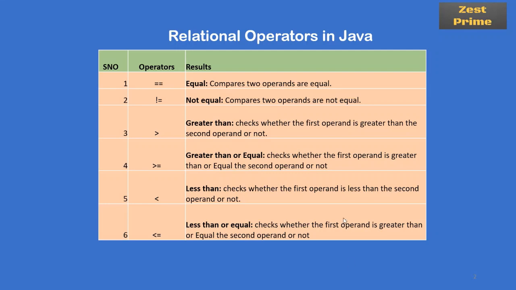So these are some of the theoretical explanations of the relational operators in Java. Now we are going to see some practical examples of each operator one by one. Okay, so let me open my Eclipse.